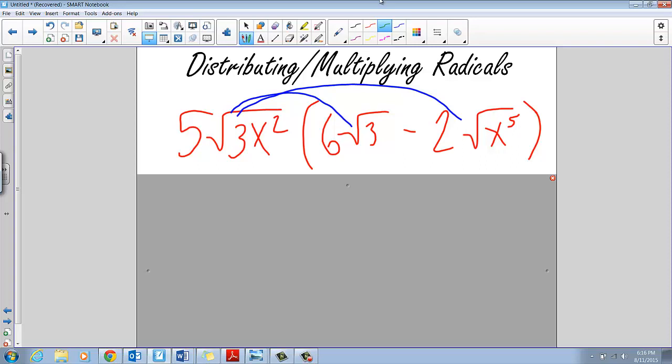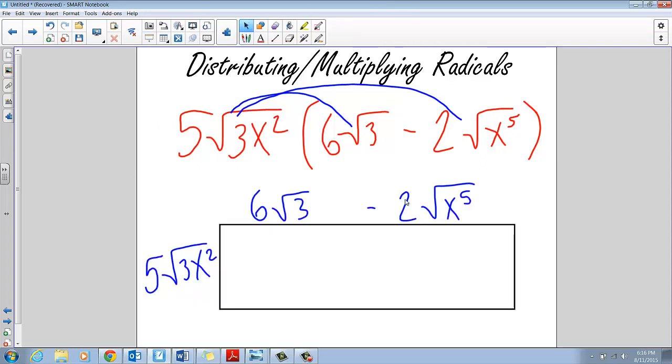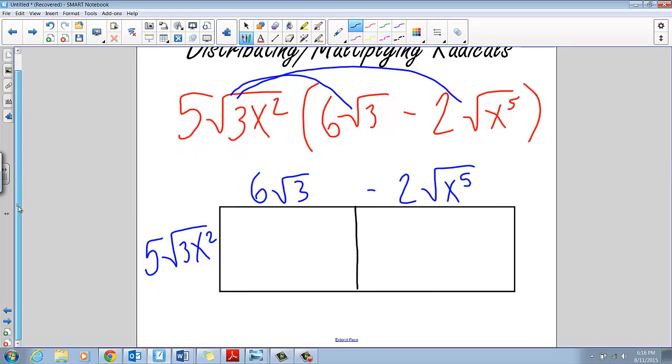However, if you need some more organization, like myself, I've created this box here that's going to help us to organize our thoughts a little bit better than just straight up distributing. So let's talk about how this is going to look. And if you watch the other video on just multiplying radicals, it's really just that, but we're adding this step of distributing. So we're going to multiply 5 root 3x squared by 6 root 3.